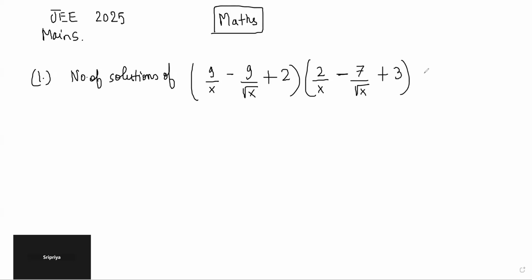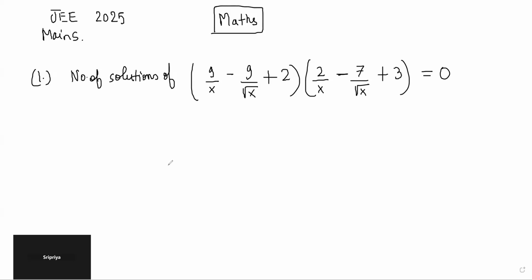What is your first thought on seeing the question? I noticed there was a certain pattern, like when you see 2 and 7, it sums up to 9. So I felt you have to write something in terms of 9 by x minus 9 by root x and get something. That was my first thought.